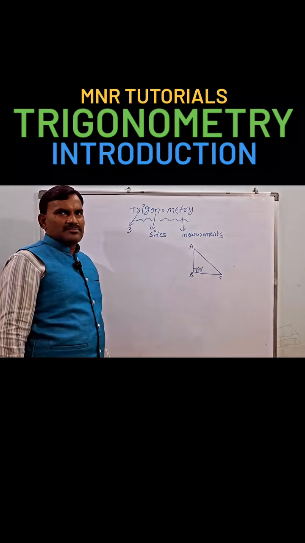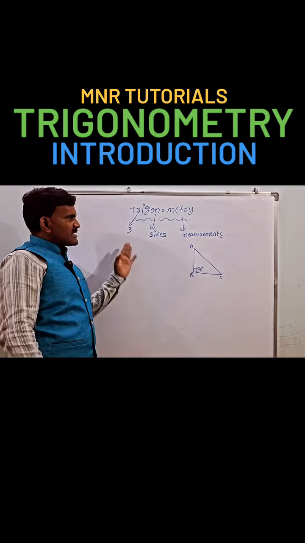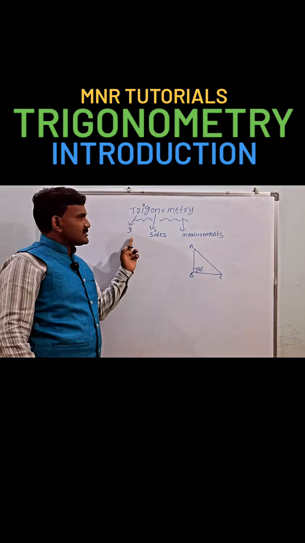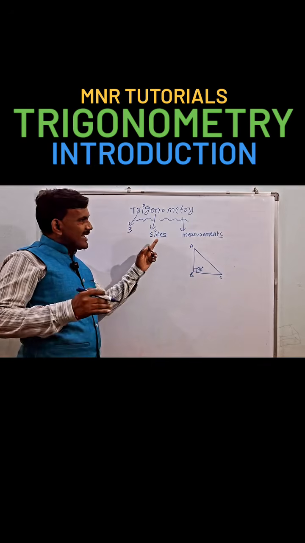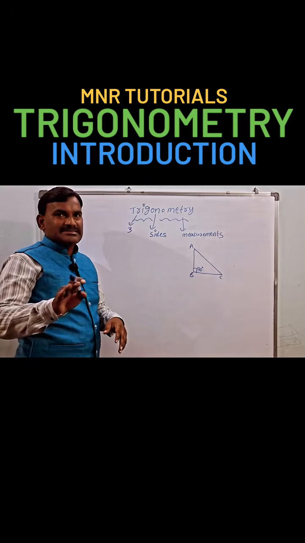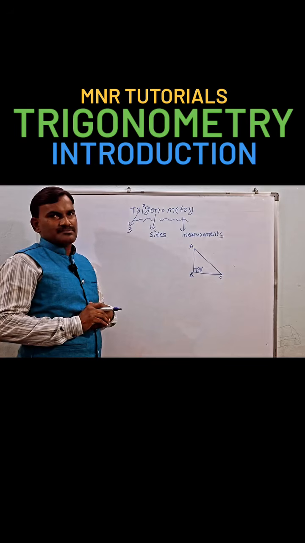Students, today we discuss trigonometry. What is trigonometry? Tri means three. Gono means sides. Metry means measurements. Three sides or measurements in a right angle triangle.